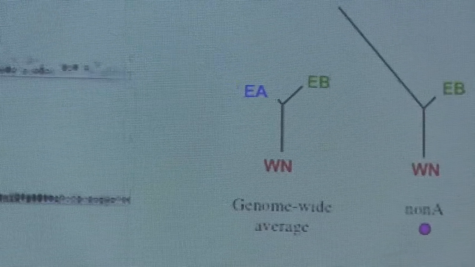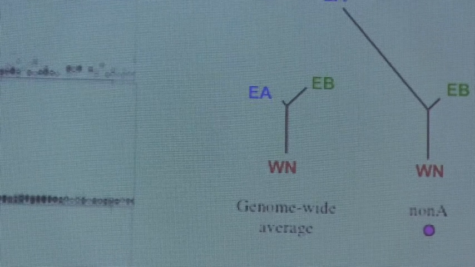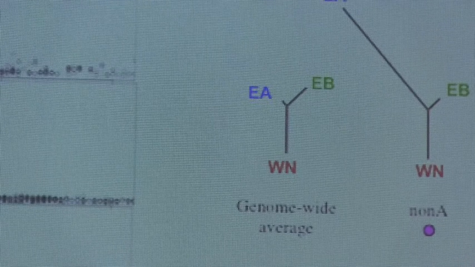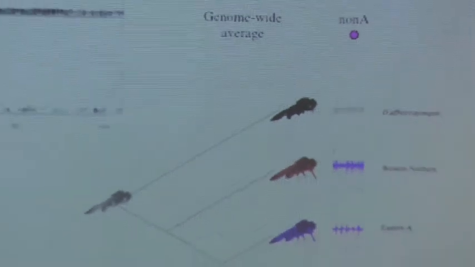So what does the tree look like if you just plot the branch lengths for this particular gene? This is what it looks like, and there's rapid accelerated evolution along the Eastern A branch. And if you remember, Eastern A is the one that has the diverged interval. So this was really exciting.